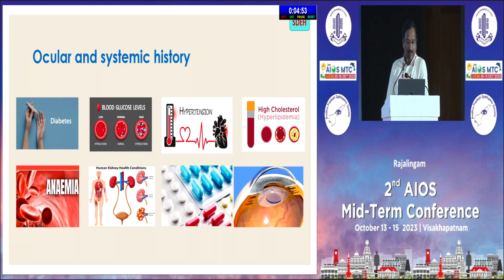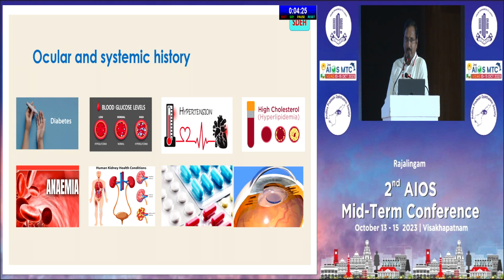You always have to ask the duration of the diabetes, check the level of the hyperglycemia, whether the patient is suffering with hypertension or hyperlipidemia, and whether the patient is suffering with anemia or any renal problems. And at the same time, you have to take the drug history, because some of the drugs can cause macular edema, like prostaglandin drugs, so as to differentiate between CME and diabetic macular edema.